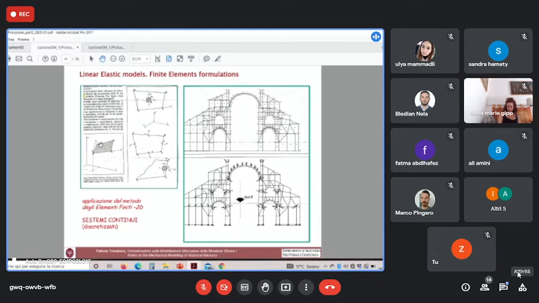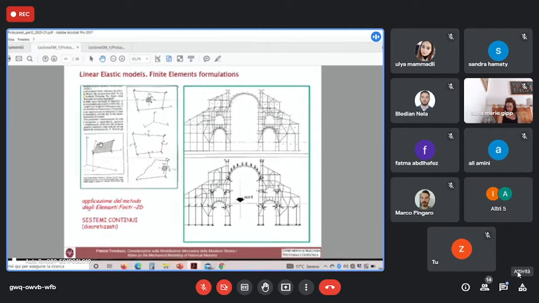So the discretization is the core of this procedure. How can we represent our structure by using a number of finite elements? How many finite elements are needed to have a solution that approximates the exact solution, that is, the solution of the differential problem? This is the core of a finite element approach.